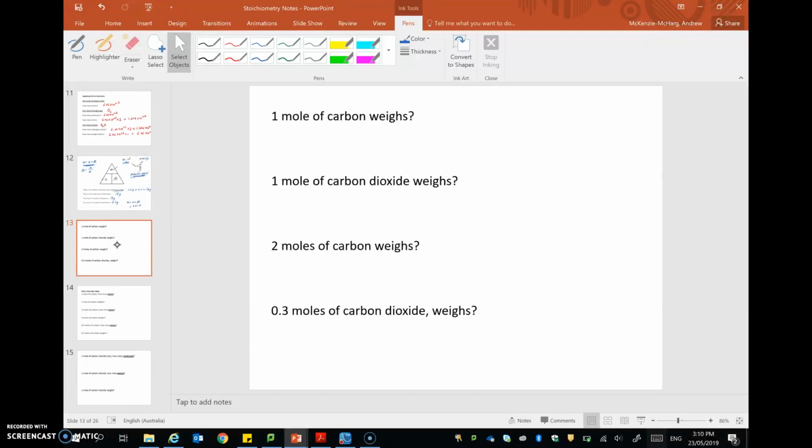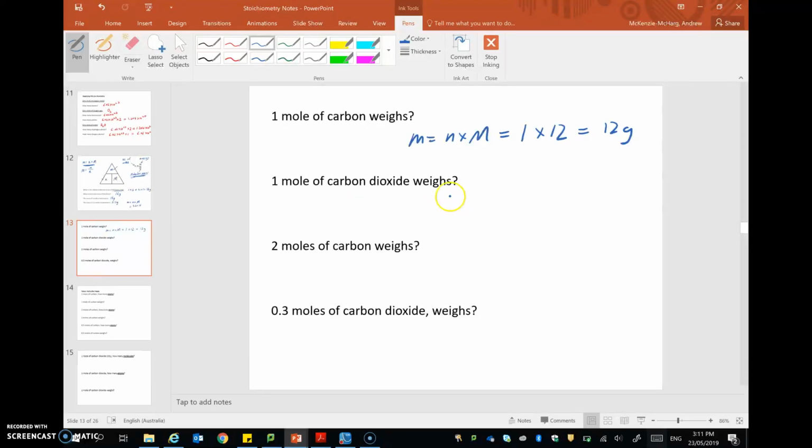Right, so 1 mole of carbon. Once again, for simplicity's sake, I will just round to the nearest whole numbers on these. So if they're saying 12.01 on the periodic table, I'll just go to 12. Okay, 1 mole of carbon weighs, well, mass is equal to number of moles times the molecular mass. So we've got 1 mole by 12 for the molecular mass of carbon, 12 grams.